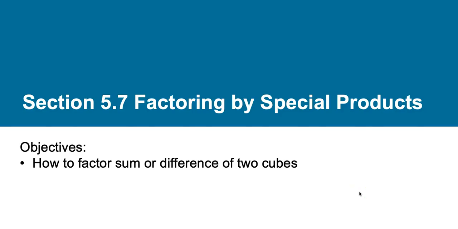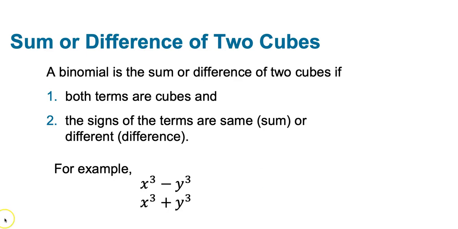Let's learn how to factor the sum or difference of two cubes. For example, x cubed minus y cubed. Notice this will be a binomial. A binomial is the sum or difference of two cubes if these two conditions are satisfied.